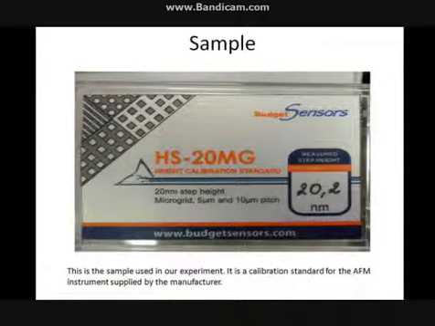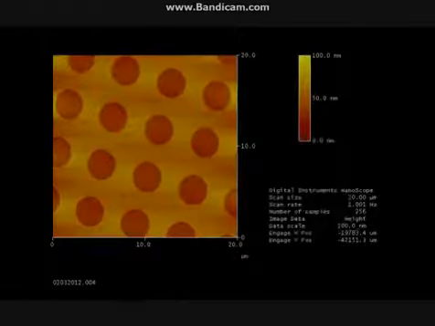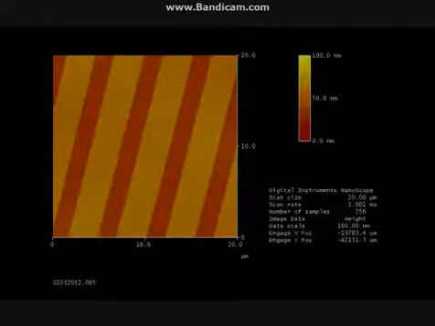Okay. What is the result? Okay. Take a look at this image. This is an image of a region of the sample. The sample has 4 regions with different patterns. This image shows a region with circular wells. The different colors correspond to different heights. And then this is an image of another region of the sample. As you can see, this region has strips with alternating heights. By the way, these images are obtained using tapping mode.